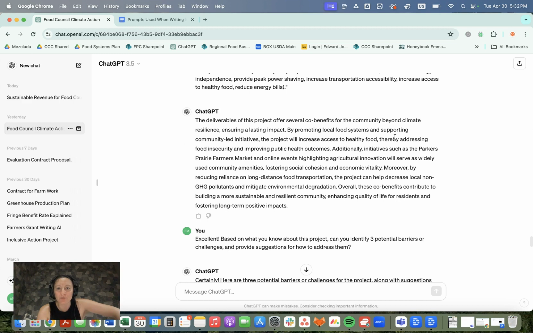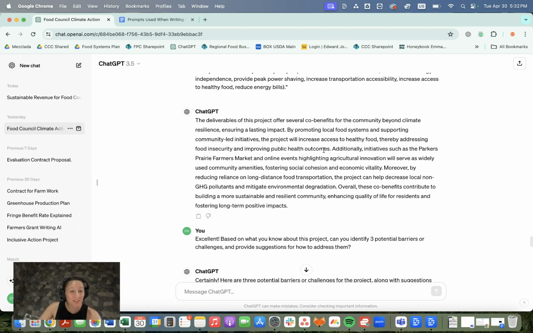They said by promoting local food systems and supporting community-led initiatives, the project will increase access to healthy food, which is exactly in line with what we were saying. Everything in our plan says that. Thereby addressing food insecurity. Yes, that was one of our priorities, and improving public health outcomes, which is again, something that they had emphasized early on in the application. Additionally, initiatives such as the Parker's Prairie Farmers Market and online events highlighting agricultural innovation will serve as widely used community amenities, fostering social cohesion and economic vitality.